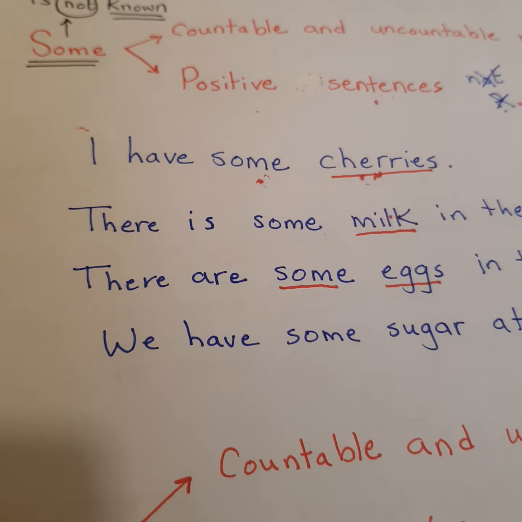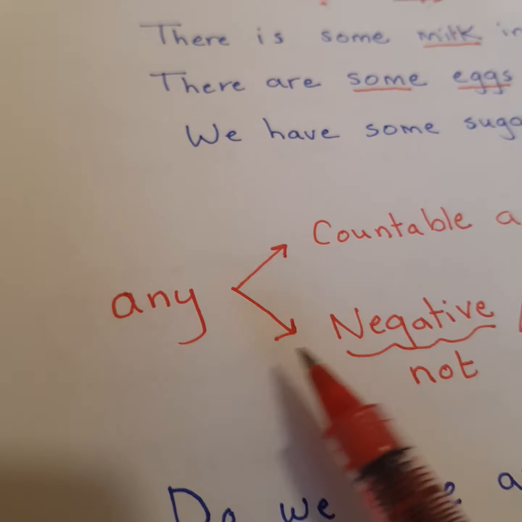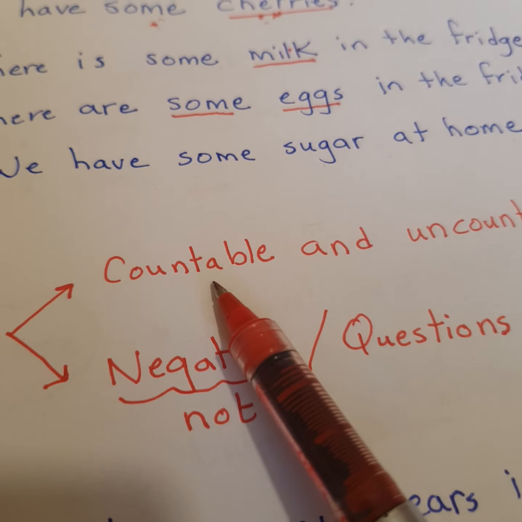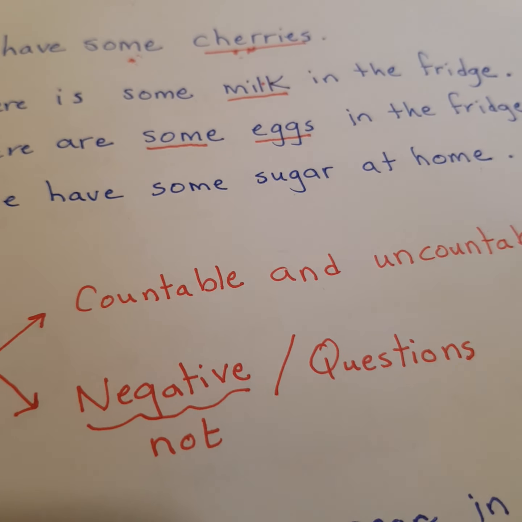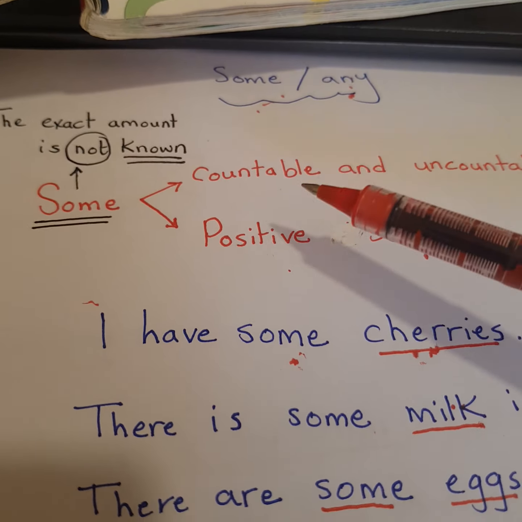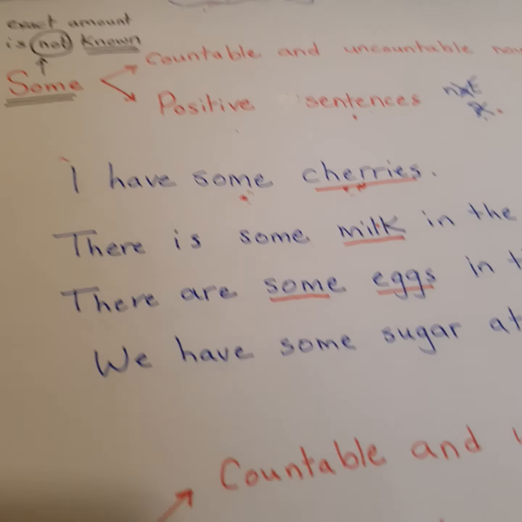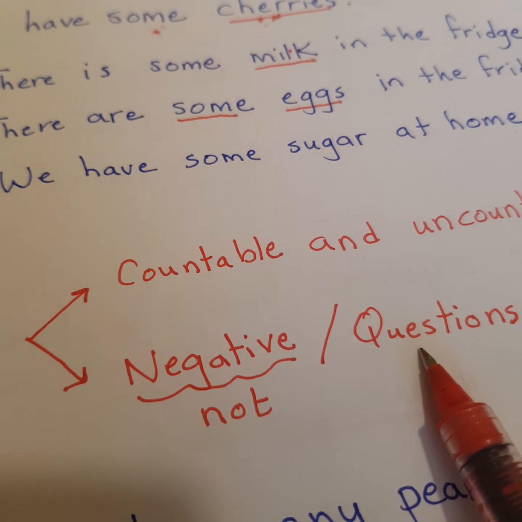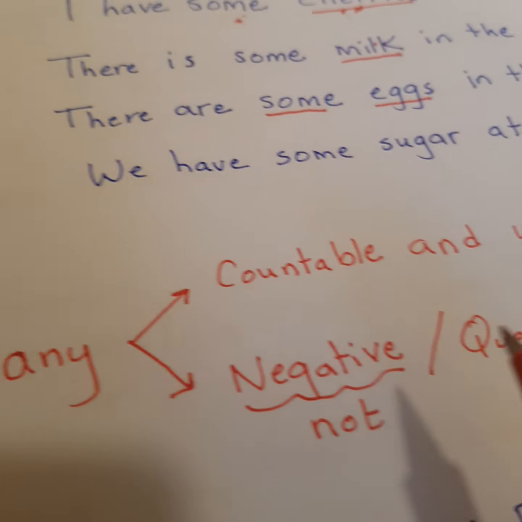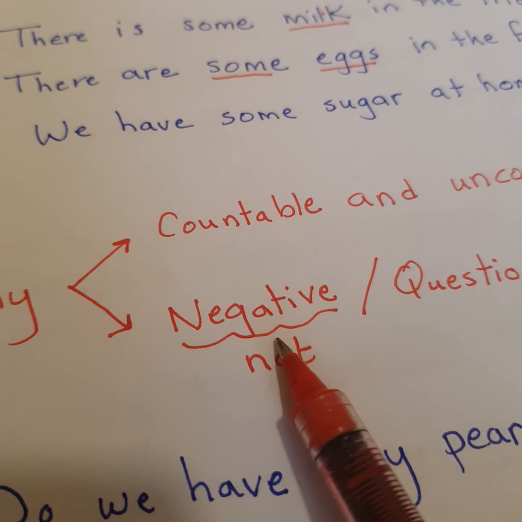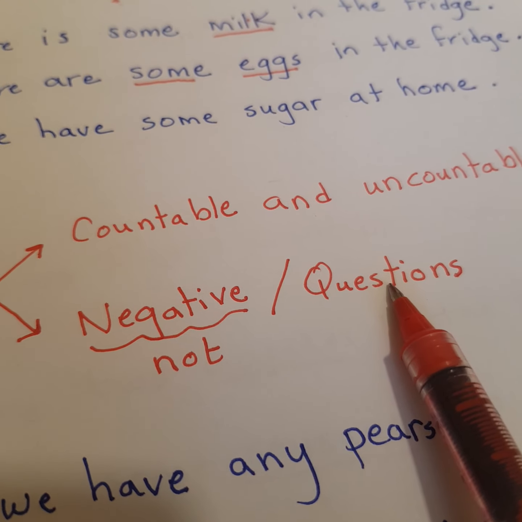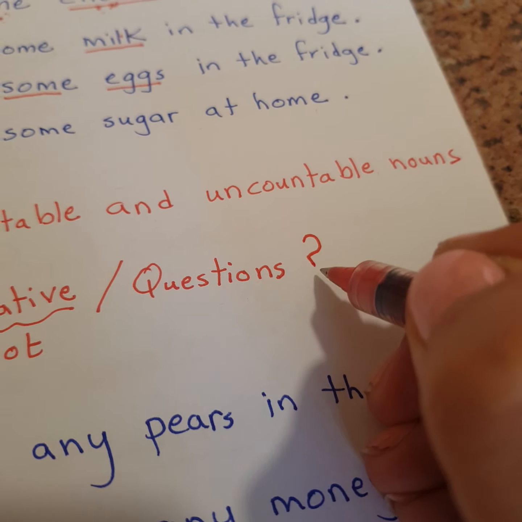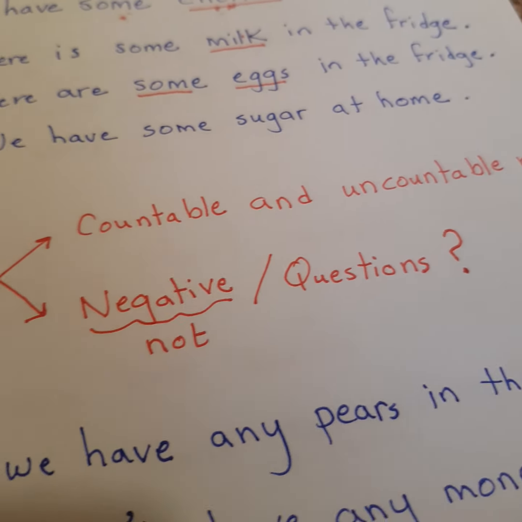Okay, let's take a look at any. We use any with countable and uncountable nouns, just like some, زي some with countable and uncountable nouns. But we use any with negative and interrogative or question sentences. So to use any, the sentence must be negative, with not, or a question, with a question mark. Let's look at the examples.